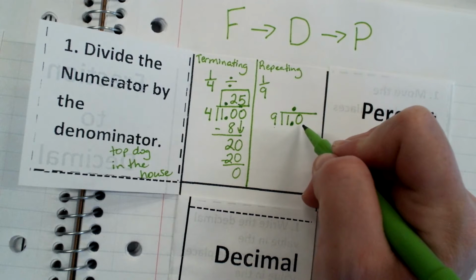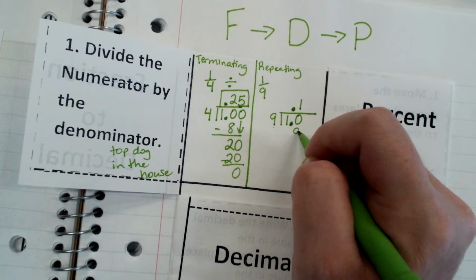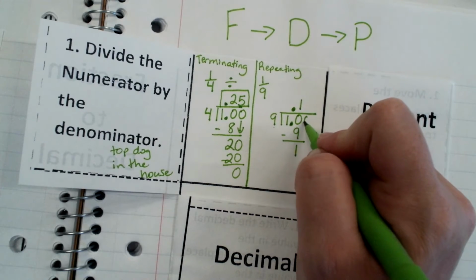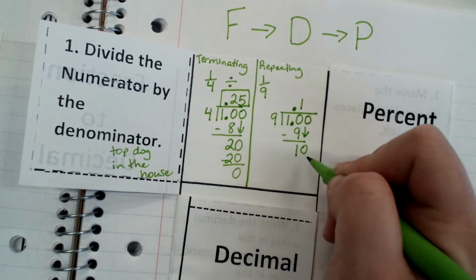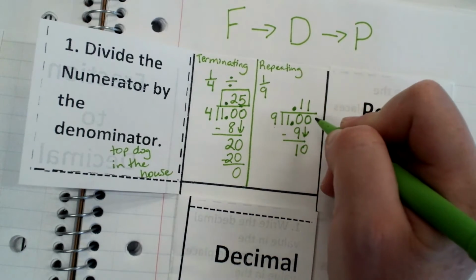Now I know that 9 goes into 10, right? 1 time. 1 times 9 is 9. I subtract, and that gives me 1. Now I add a 0, bring it down, and I have 10 again, don't I? 9 goes into 10 1 time. 1 times 9 is 9.